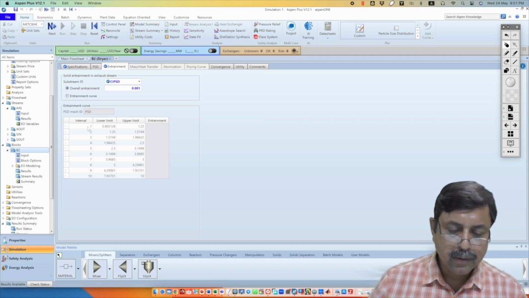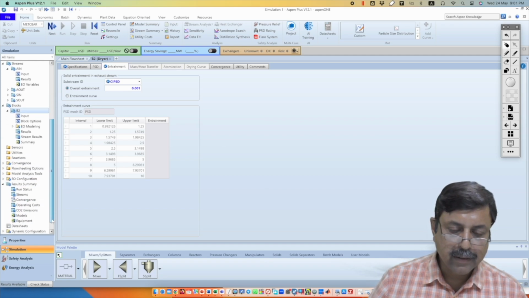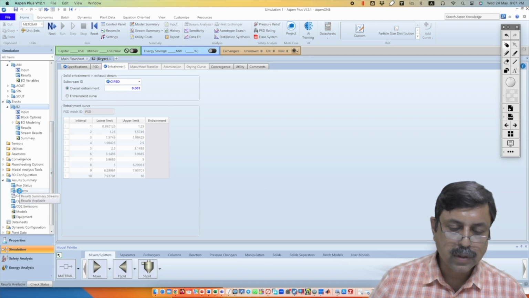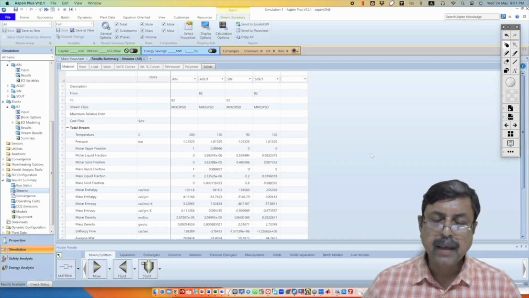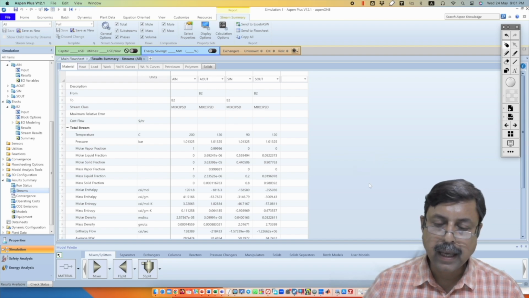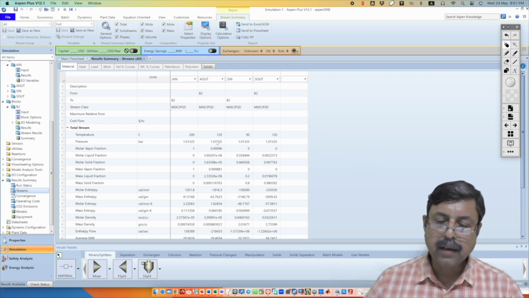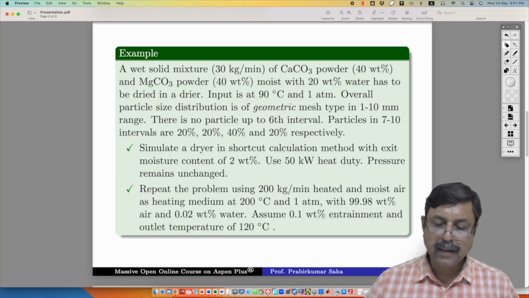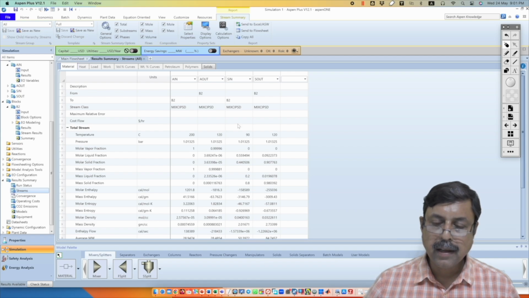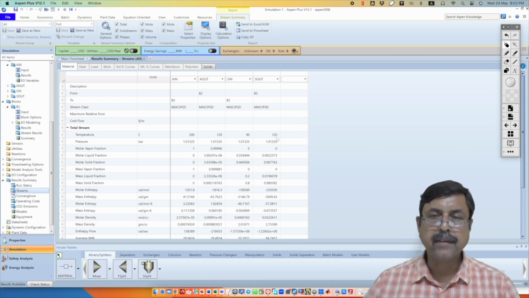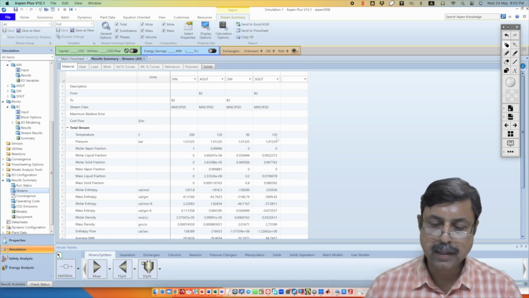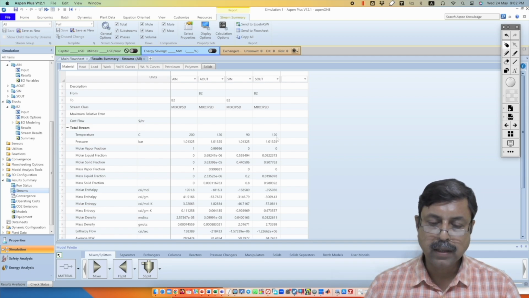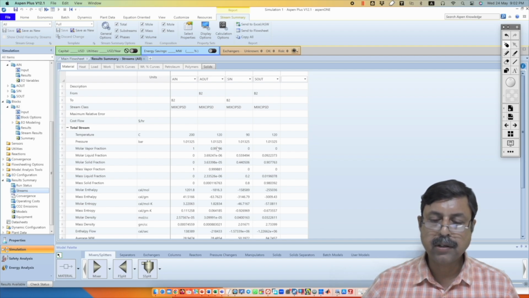Yeah, so it has run very fast and results are available. Let us go to the stream. As expected, two new streams have been added, A in and A out. And you can see the temperature has come to 120 degrees centigrade. So that is exactly what we were looking for. The outlet temperature to be 120 degrees centigrade. And it has come, both A out and S out, the outlet temperature, they are at 120 degrees centigrade. Pressure does not change, it is 1 atmosphere only.